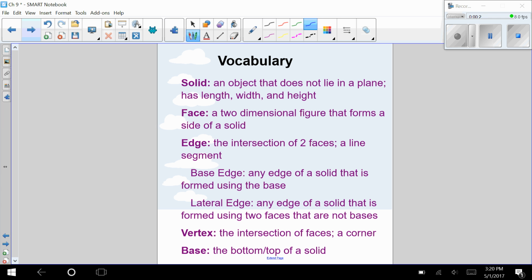An edge is the intersection of two faces. It's usually a line segment. Well, it's always a line segment. There are two types of edges. A base edge is any edge that is formed using the base, and a lateral edge is any edge that is formed not using the base. A vertex is the intersection of the faces, so the corners, and a base is generally thought of as the top or bottom of a solid.